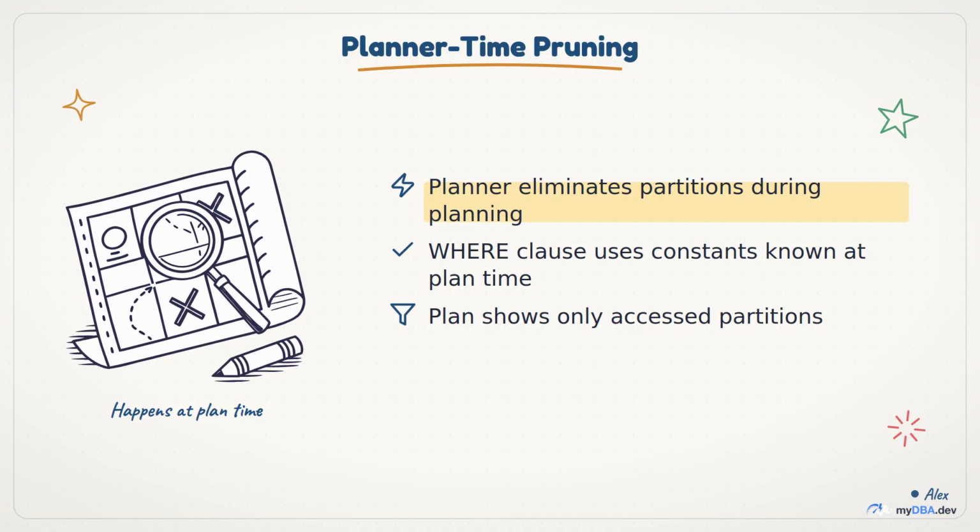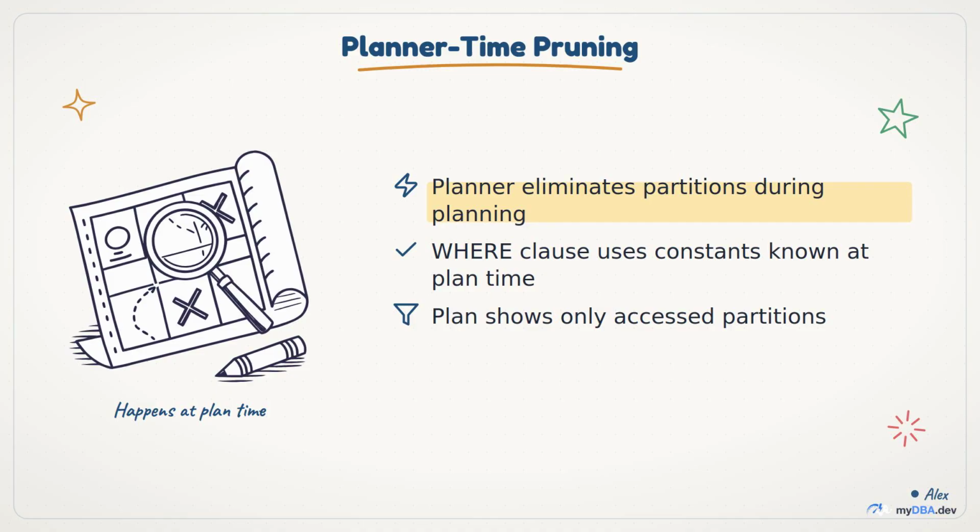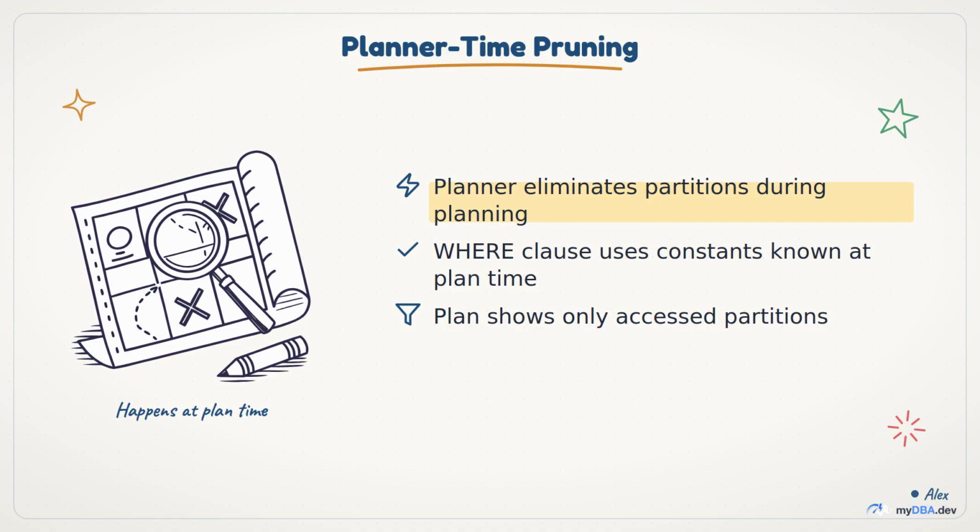Planner time pruning works with constants known at plan time. It's the fastest path because there's zero runtime overhead. The irrelevant partitions simply don't appear in the plan.